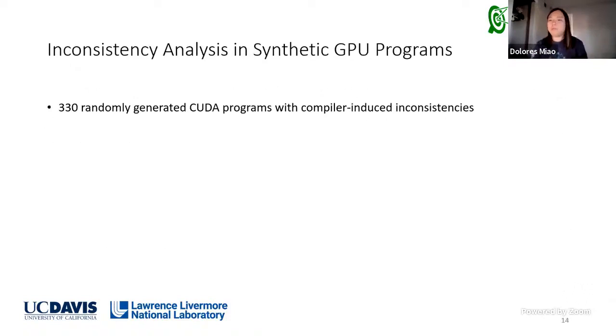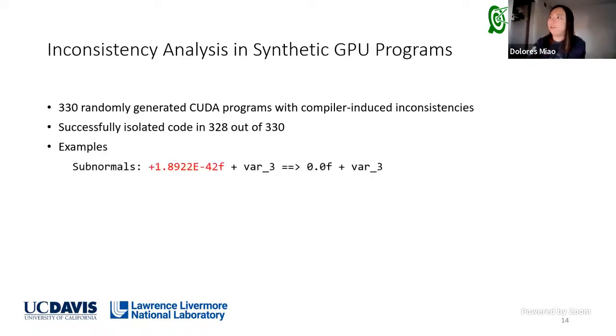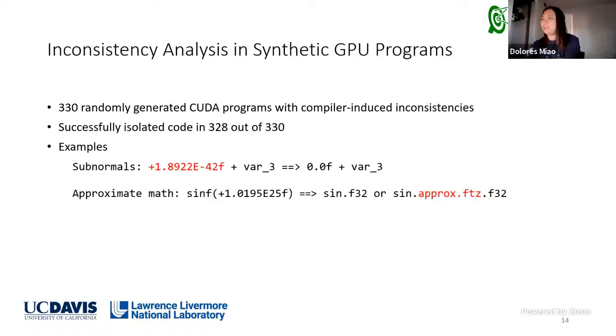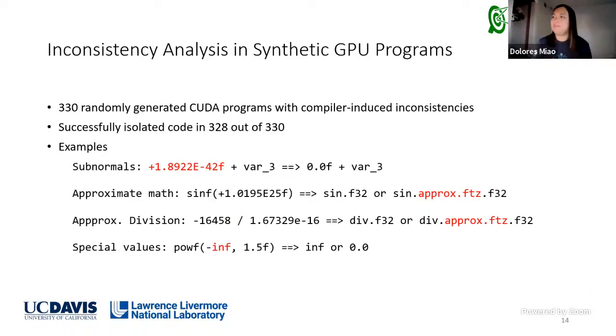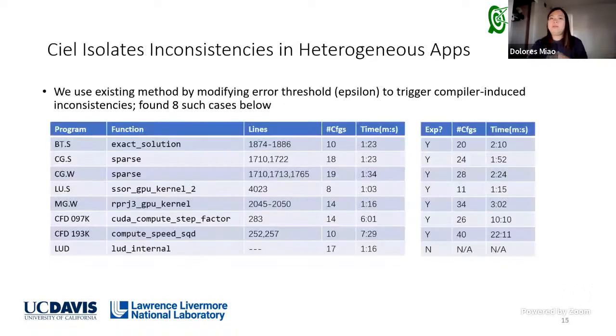For the synthetic CUDA programs, we isolated inconsistencies in 328 out of 330. We have inspected all of them, and we show you some of the cases here. For example, some normal numbers, when they are used, could be flushed to 0, or treated as 0. Also, the compiler may choose to use fast approximation operations, or sometimes it involves special values such as infinity. We also tested SEAL on inconsistencies we encountered in some GPU benchmark programs and real-world applications.